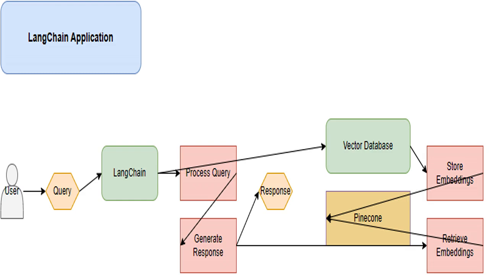A specific vector database implementation. Acts as the backend storage mechanism for the vector database, managing embeddings and enabling efficient retrieval. Store embeddings. Data flow. Receives embeddings for storage. Retrieve embeddings. Data flow. Provides retrieved embeddings to LangChain for response generation.